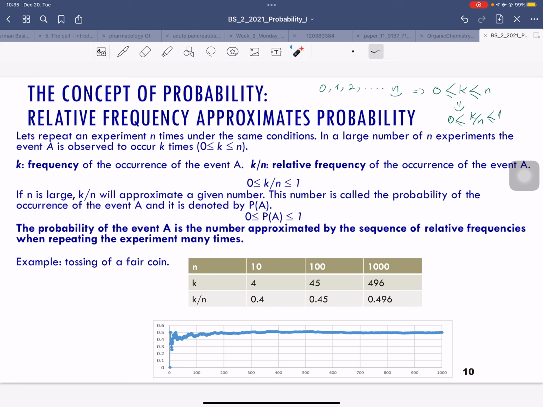It's very important. For example, I show one example about a coin. Okay? For example, n is 10 times, 100 times, 1,000 times. K, the frequency, is 4 times, 54 and 496. And if I find the relative frequency: 0.4, 0.54, 0.496. As you see here, if your number of trials is increasing, the probability will be more accurate. The probability of the event A is the number approximated by the sequence of relative frequencies when repeating the experiment many times.